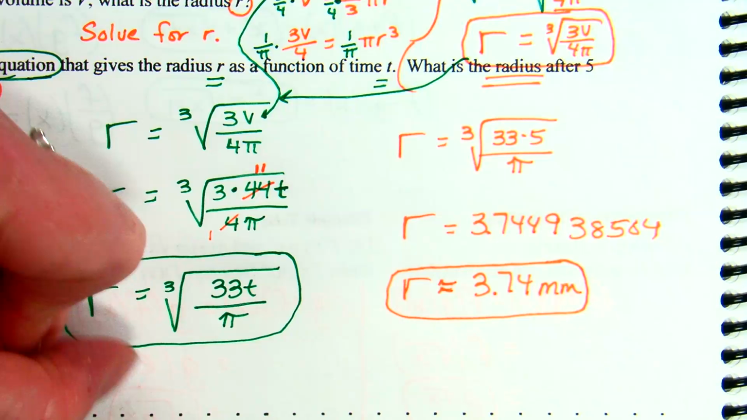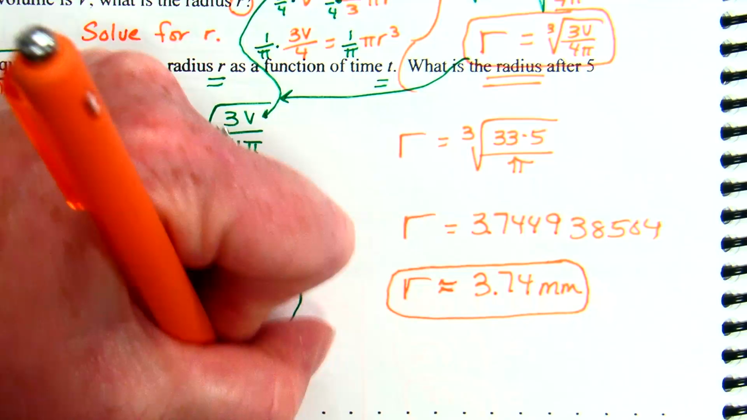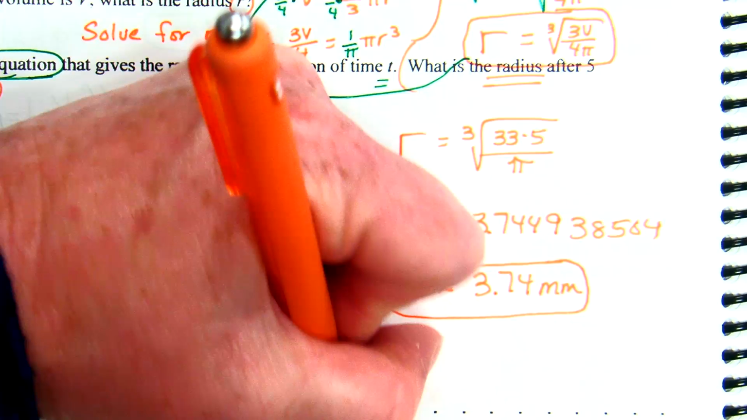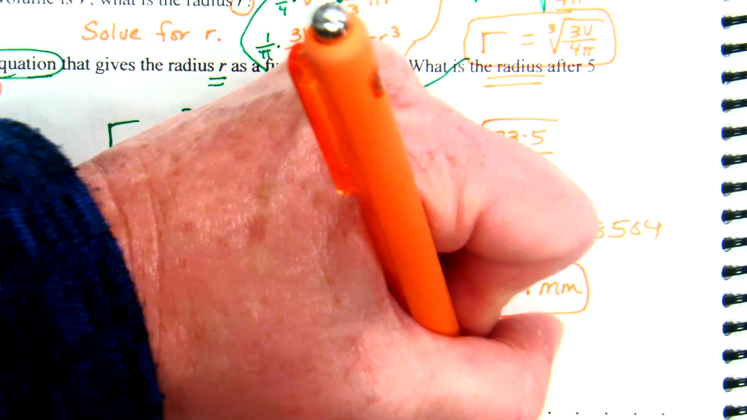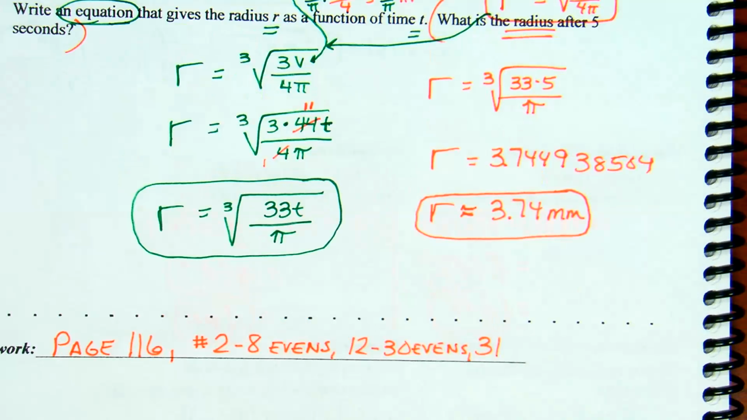Okay, if you haven't already written down the homework, it's page 116. 2 through 8, evens. 12 through 30, evens. And 31. I will say, I know there are a couple of tricky ones in homework. Okay? I am well aware. We will talk about tricky ones tomorrow, but give it all a try.